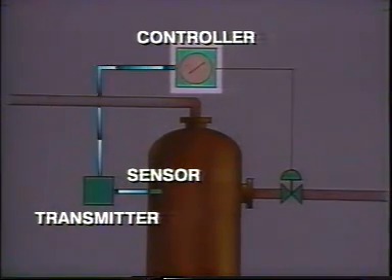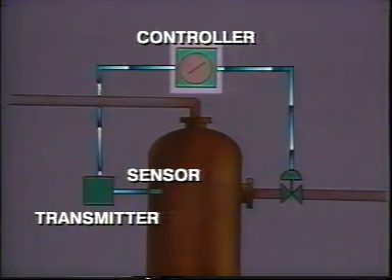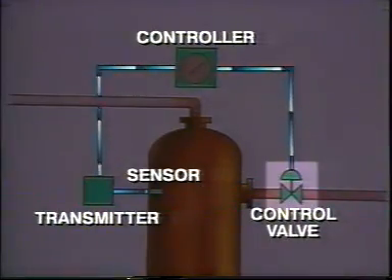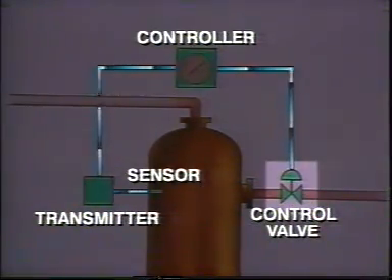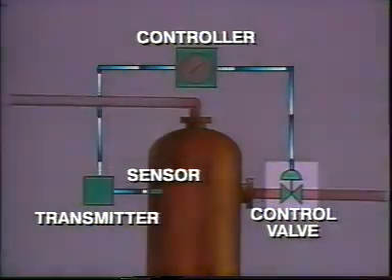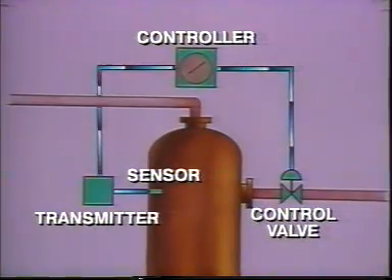If the temperature has deviated from set point, the controller sends a signal to a valve, telling it either to open or close. This changes the reflux rate to the top of the tower and brings the temperature back to the desired value or set point.